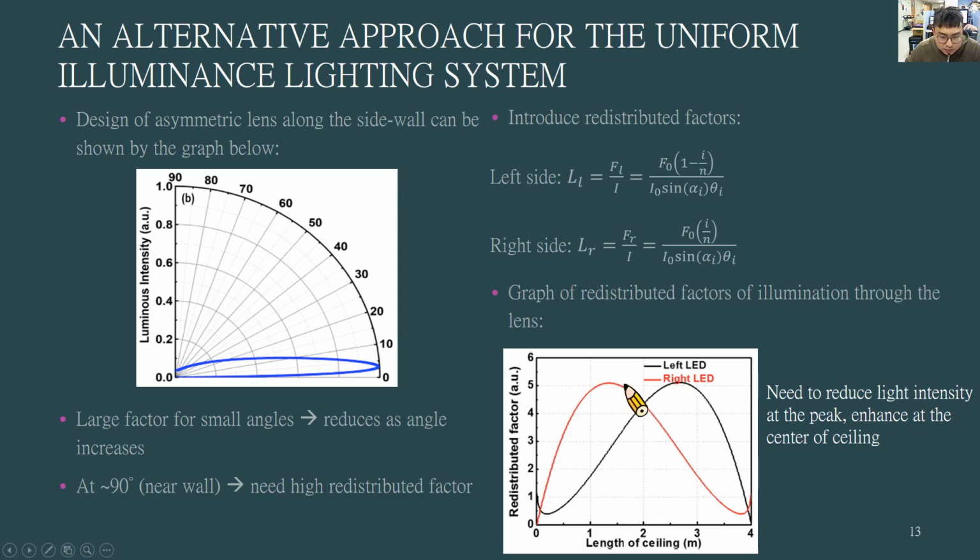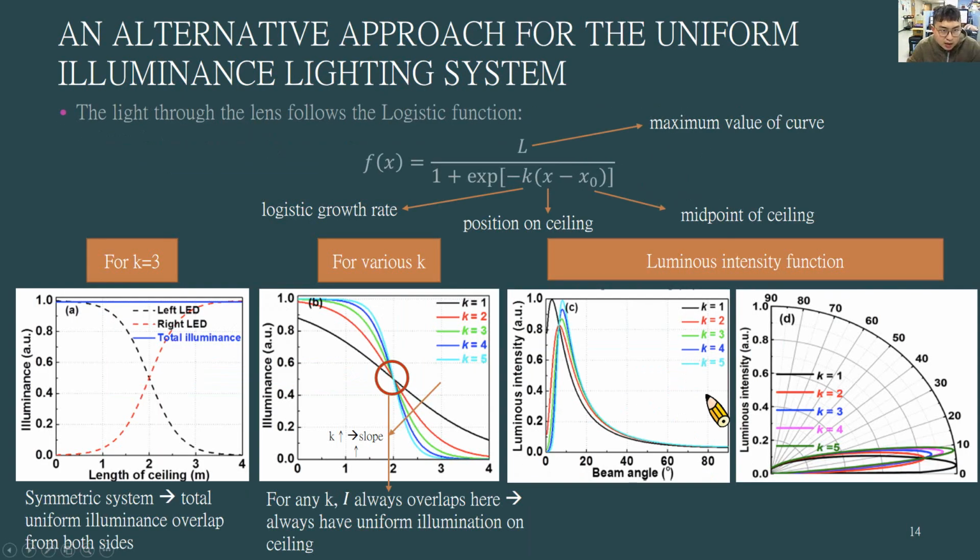peak, because unfortunately the peak is not at the center, but it is somewhere almost approaching center, but not at the center, unfortunately. And then we have to enhance the intensity at the center of the ceiling to make it ideal for our case. Okay, so the light through the lens follows the following logistic function.